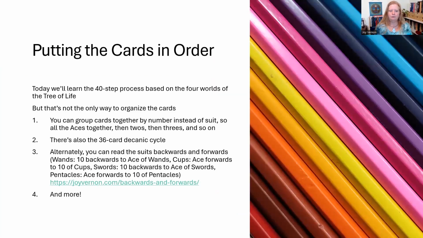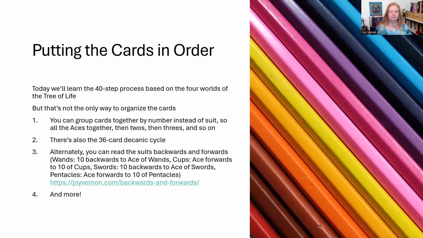So putting the cards in order. We're learning that 40-step manifestation process, and it's based on the 4 worlds of Kabbalah and the 10 Sephirot of the tree of life. However, this process that we're learning is not the only way to organize the cards. Here's just a few other examples. And let me say, I'm going to step back for a second and give a little bit more context.